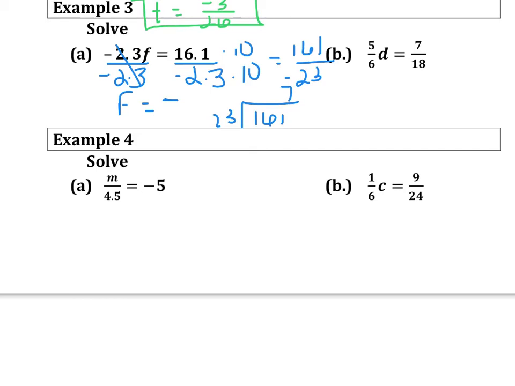Then we can multiply 7 by 23. Carry the 2. 7 times 2 is 14, plus 2 is 16, and we get a remainder of 0. And so that tells us that our final answer will be F equals negative 7. There was no need to worry about the decimals. You already took care of that at the beginning.